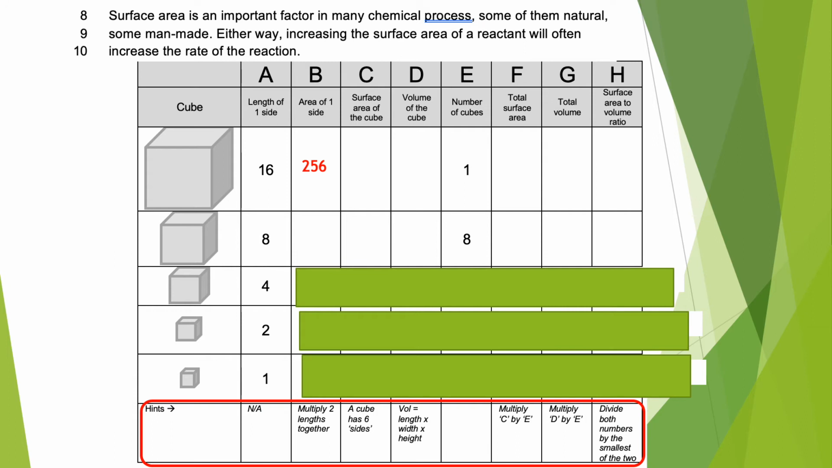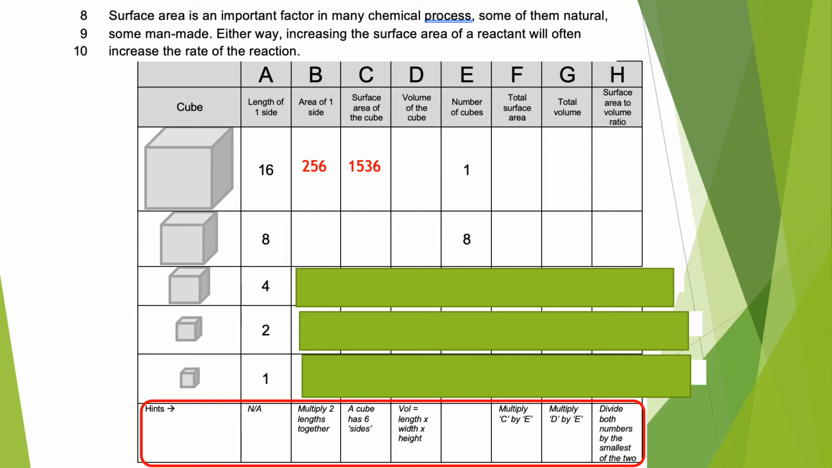Now, in column C, it asks you, what's the surface area of the cube? To get the surface area, a cube has 6 sides, right? 1, 2, 3, 4, 5, 6 sides. And each one of those sides has an area of 256. So one side has 256, another side has 256, another 256. So you're adding 256 6 times, so you basically multiply it by 6. Okay? And 256 times 6 is 1,536. So that's the surface area of that one cube right there.